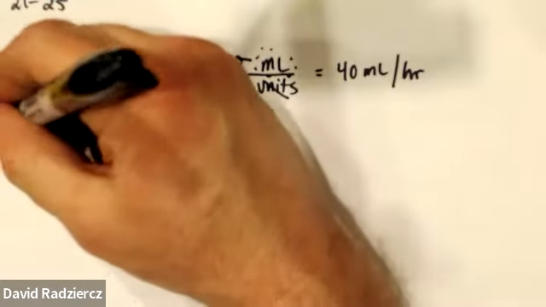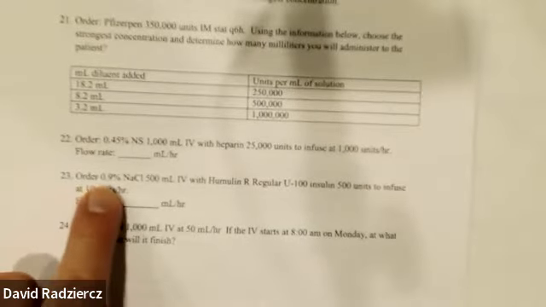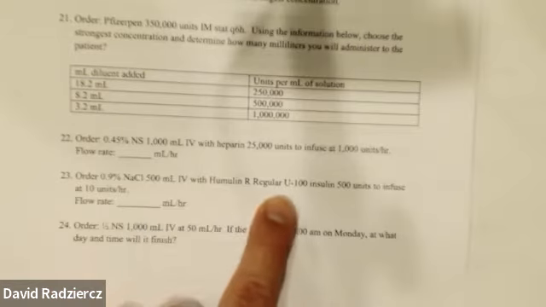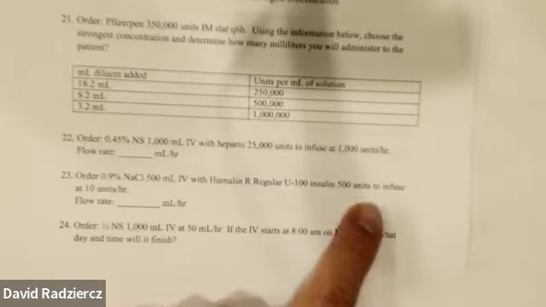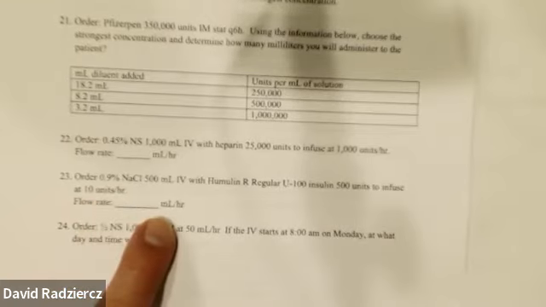So I'm going to do 23, which I would set up the exact same way, but I'm going to do it the way Sharon did it. Okay. So 23 says 0.9% sodium chloride, 500 milliliters, IV with Humulin R regular U100 insulin, 500 units, and it's infusing at 10 units per hour. So what I'm looking for is the flow rate in milliliters per hour.